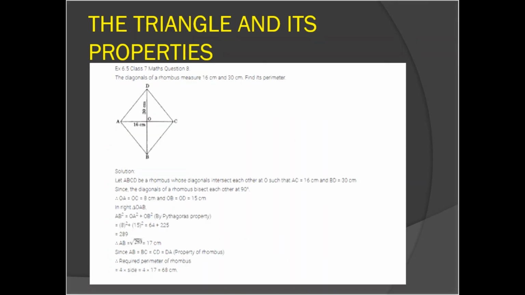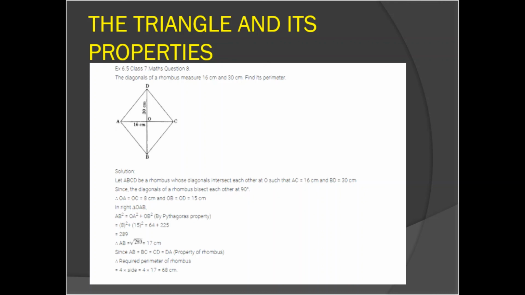Moving to question number 8: the diagonals of a rhombus measure 16 centimeter and 30 centimeter. Find the perimeter. Let ABCD be the rhombus whose diagonals intersect each other at O, since AC is equal to 16 centimeter and BD is equal to 30 centimeter. Since the diagonals of a rhombus bisect each other, OA is equal to half of AC, 8 centimeter, and OB is equal to OD, 15 centimeter.